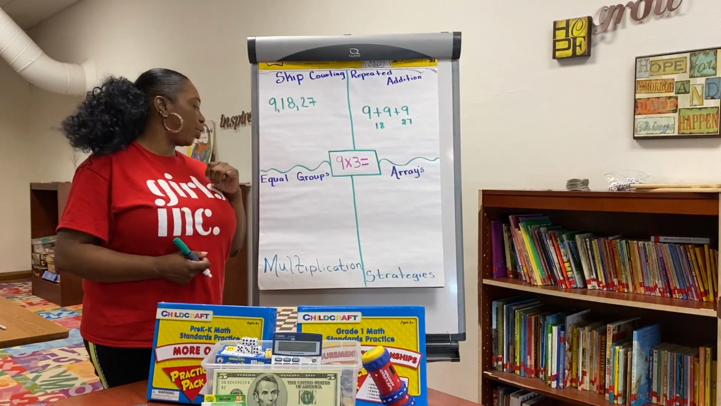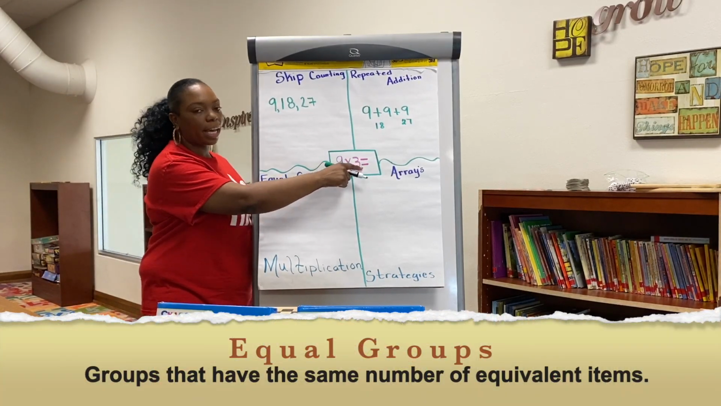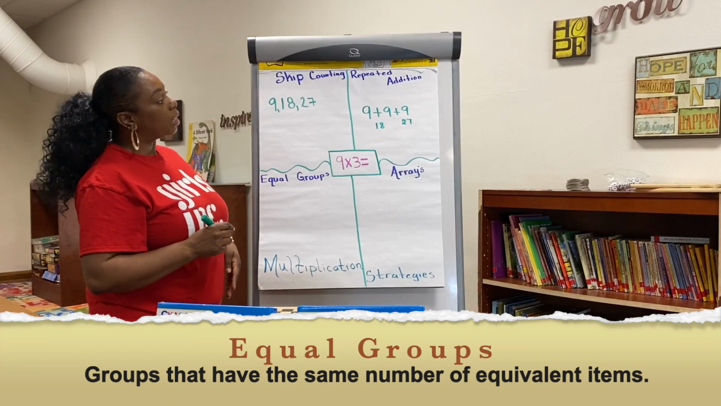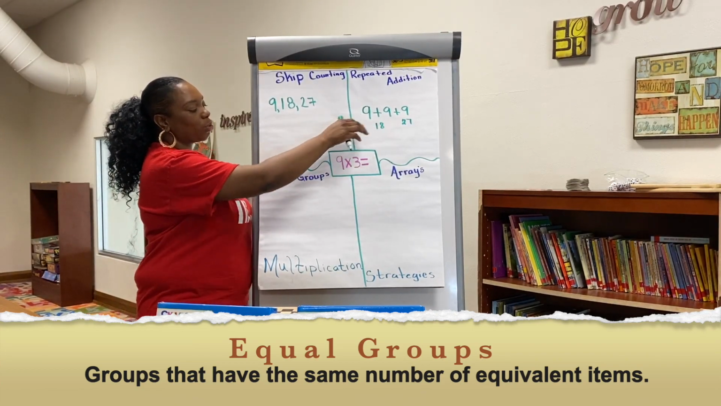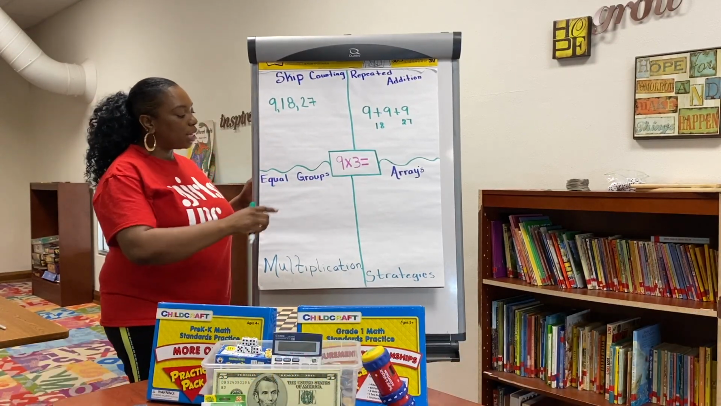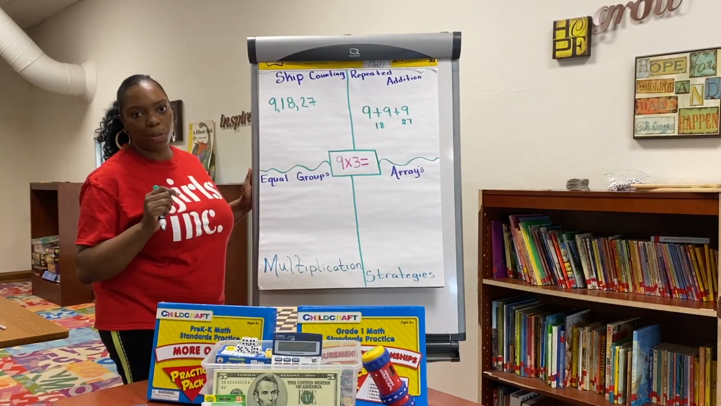Our third way is going to be using equal groups. Now, still working with the same equation, 9 times 3, with equal groups. Just as before with repeated addition, we use the 2 factors to tell us what we want to do with them. With equal groups, the 9 tells us how many groups we're going to have. The 3 tells us how many to put in each group.